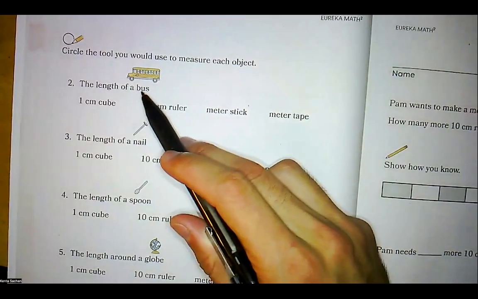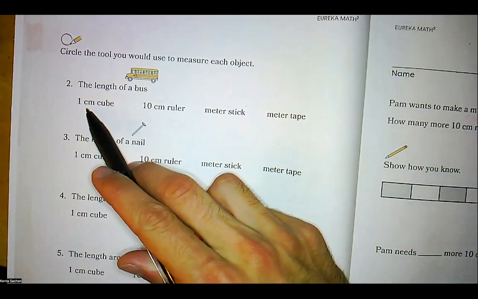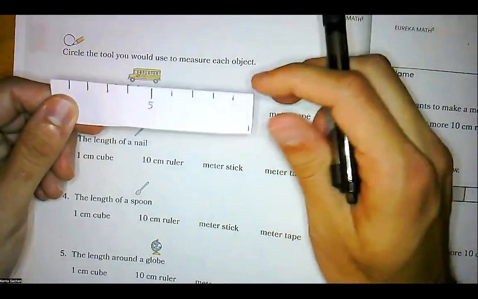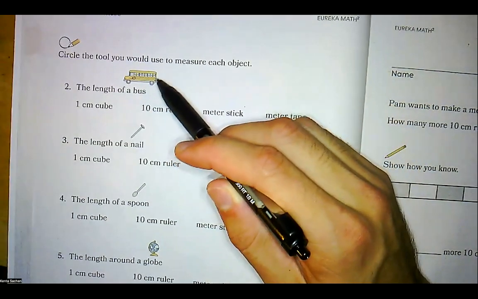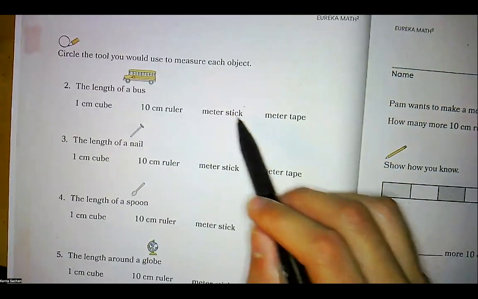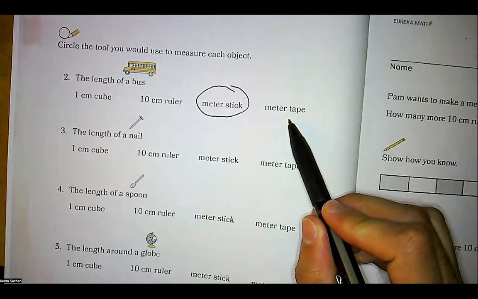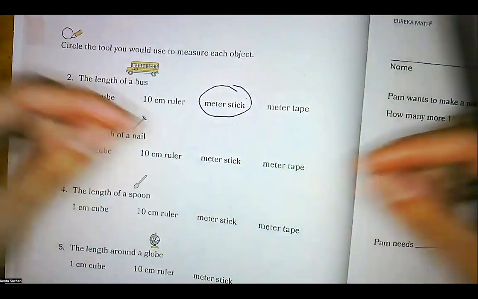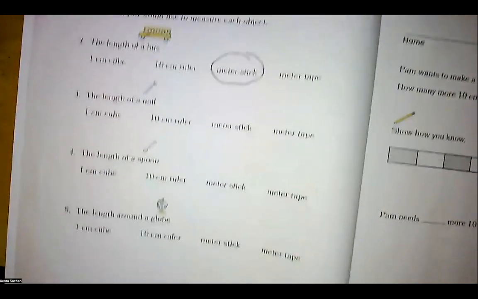All right, now let's think about these. A bus. Now, a 1 centimeter cube is way too small, and so is a 10 centimeter cube. I've never seen a bus this small. If you have, please let me know. Maybe your toy bus is, but we're thinking about a real bus. So in this case, a meter stick would be the best option. You could use a meter tape, you could totally use a tape, but it's not really a round thing. You can measure it flat. So a meter stick works for this one.